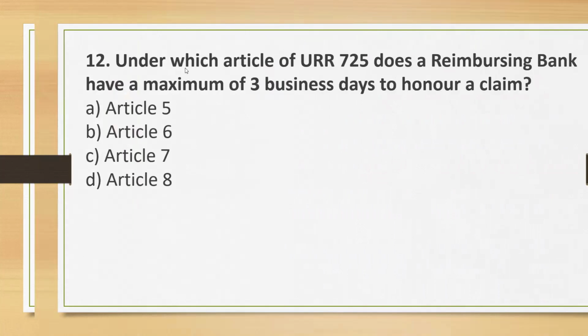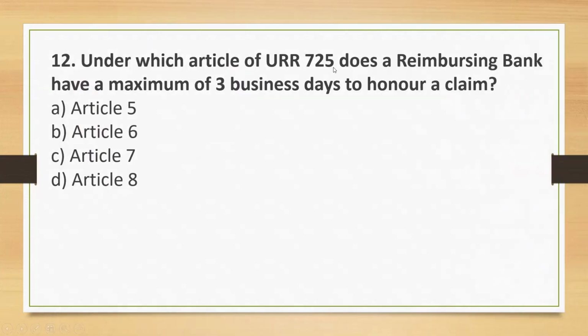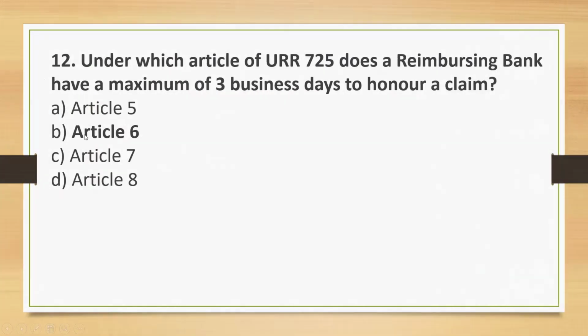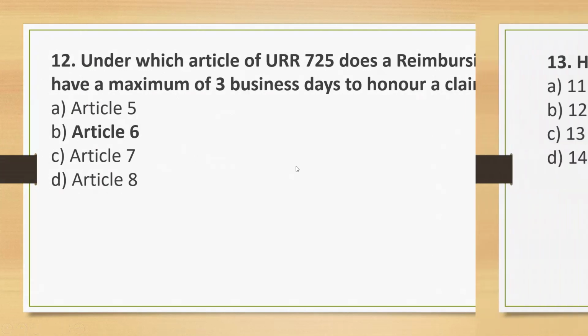Question number 12. Under which article of URR 725 does a reimbursing bank have a maximum of 3 business days to honor a claim? Options are Article 5, Article 6, Article 7, Article 8. Let's see the right answer. The right answer is Article 6. So as per Article 6, the reimbursing bank has 3 business days to honor a claim.